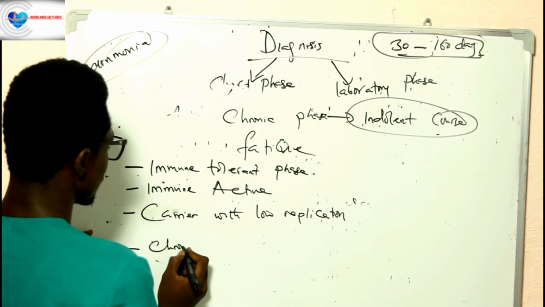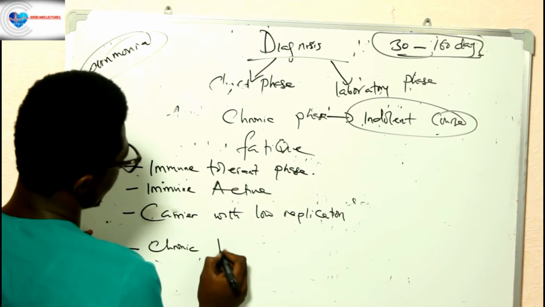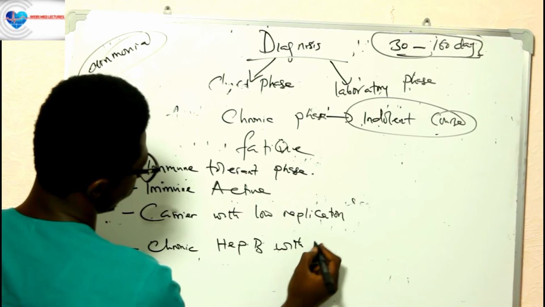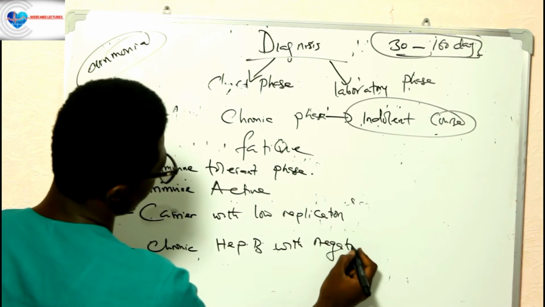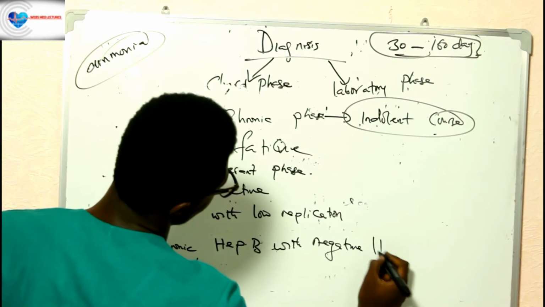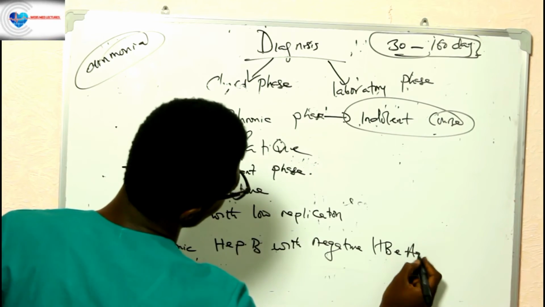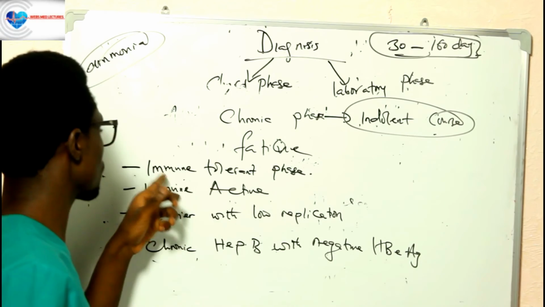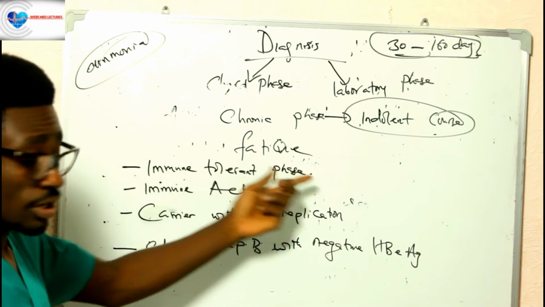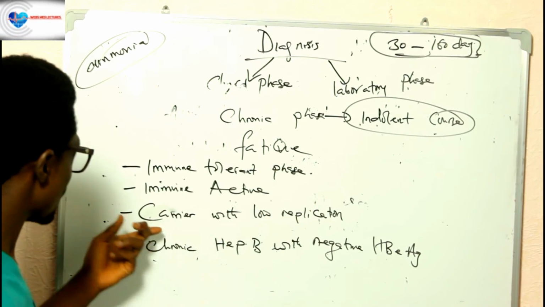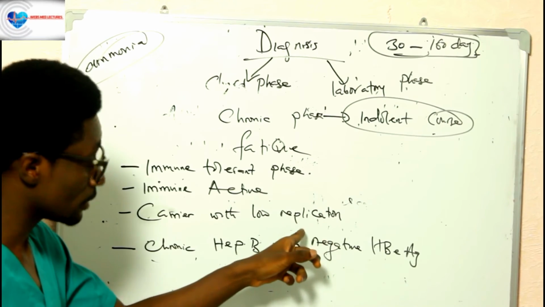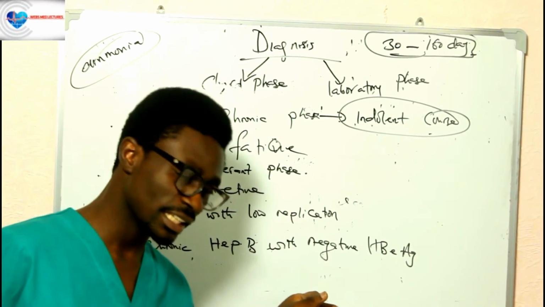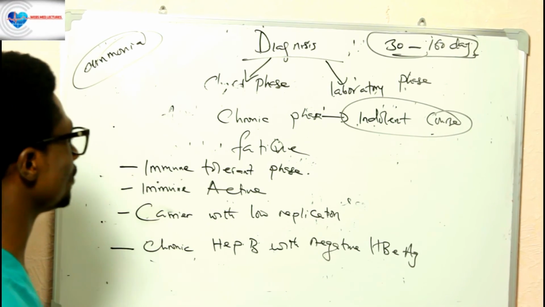Then you can call it chronic hepatitis B, Hep B, with negative hepatitis B early antigen, guys. That is it. The chronic phase has 4 phases. We have the immune tolerant phase, immune active phase, the carrier with low replication phase, and we also have the chronic hepatitis with negative hepatitis B early antigen phase.